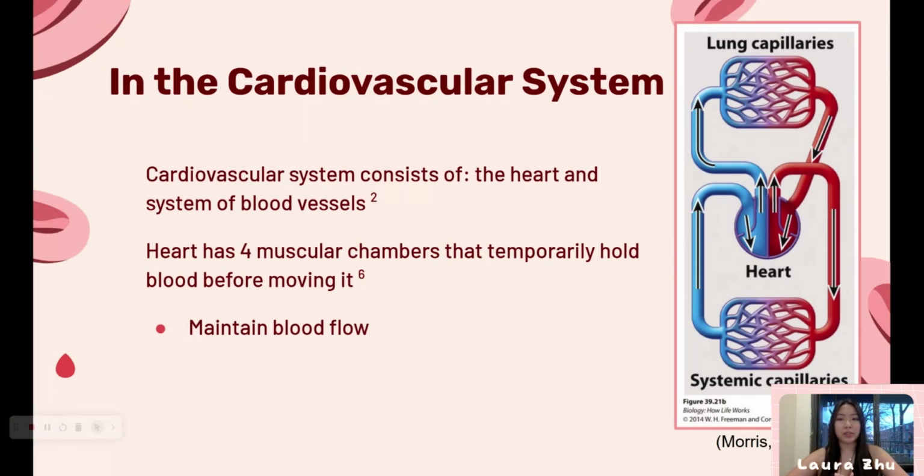So the cardiovascular system consists of the heart and the blood vessels. And to maintain oxygen and nutrients going through the body, blood cells have to be flexible for movement in the vessels. And the heart has 4 main chambers that hold the blood, and that just maintains blood flow and healthy maintenance of organs.